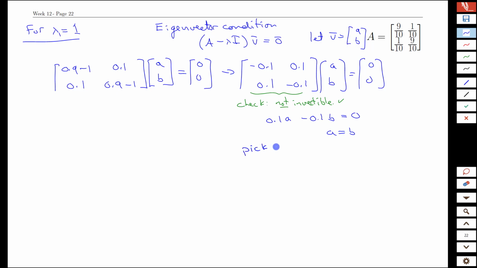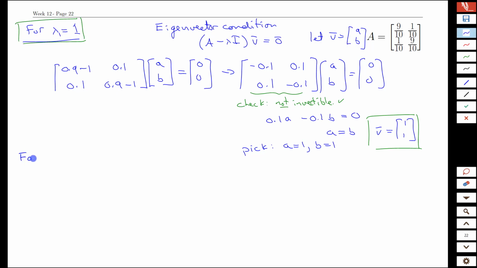So now we have our picking thing. We can pick, say, a equals 1, b equals 1 then. So our vector is the 1, 1 vector. And that's for our lambda equals 1.